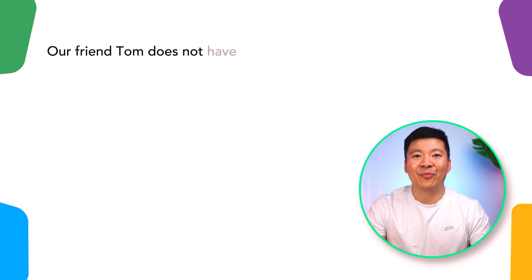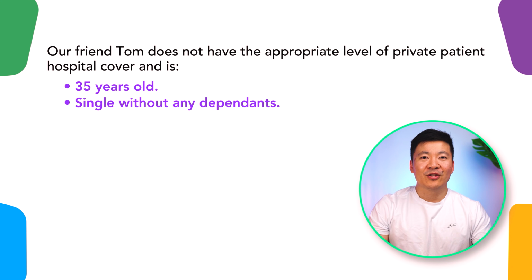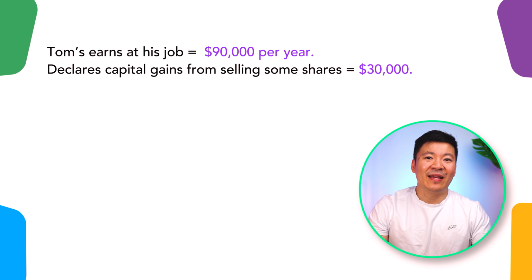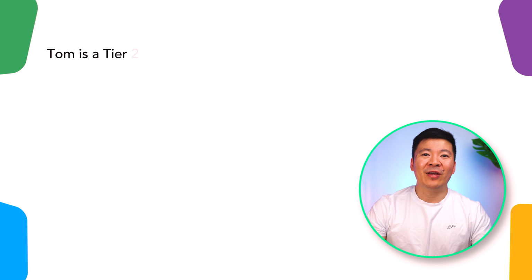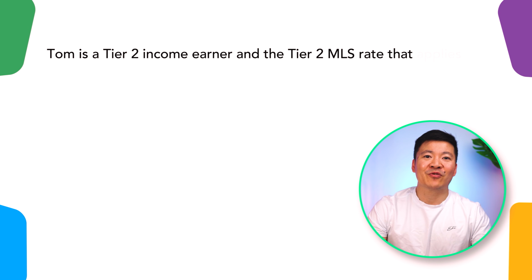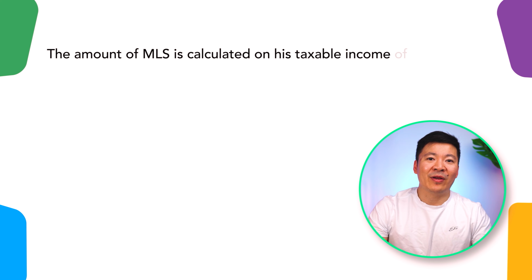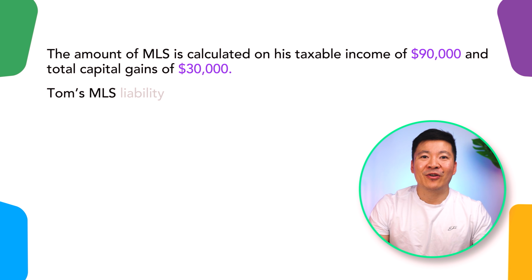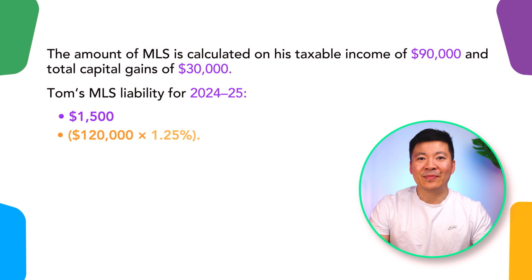Let's now go through our final example. Our friend Tom does not have the appropriate level of private patient hospital cover and is 35 years old, single, without any dependents. Tom earns $90,000 per year at his job. When Tom completes his tax return, he also declares $30,000 of capital gains from selling some shares. Tom's income for Medicare Levy Surcharge purposes is $120,000. Therefore, Tom is a Tier 2 income earner and the Tier 2 Medicare Levy Surcharge rate that applies to him is 1.25%. The amount of Medicare Levy Surcharge is calculated on his taxable income of $90,000 and total capital gains of $30,000. Therefore, Tom's Medicare Levy Surcharge liability for this financial year is $1,500, which is $120,000 times 1.25%.